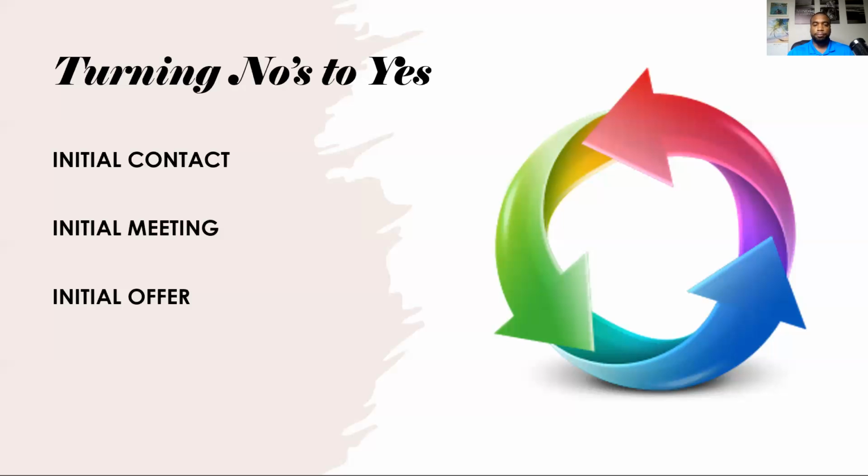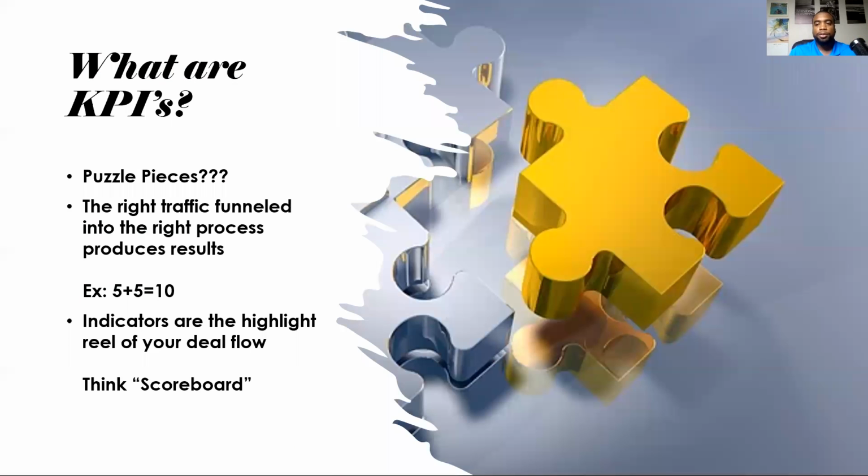So let's do a brief recap of what we covered, and we'll talk about the factors to consider and open it up for Q&A. Again, we're figuring out the puzzle pieces. What exactly do we need in terms of understanding the indicators that are going to tell us where our business is, how healthy the business is? The right traffic funneled into that process produces results. So we need to understand what pieces we are measuring. What's that 5 + 5 that's going to give us that 10? Think of it as a scoreboard. You have to figure out what your scoreboard looks like in order for you to put up points. It's going to win the game for you.